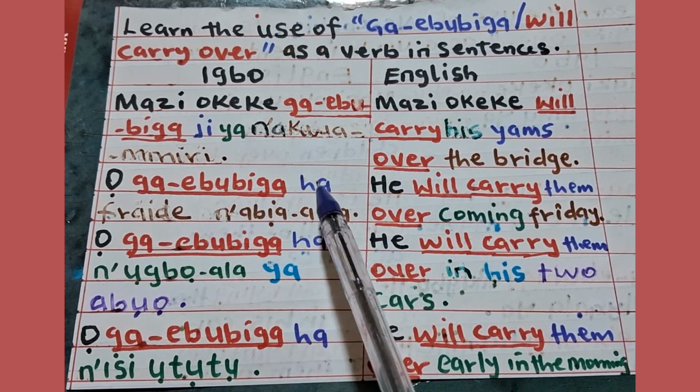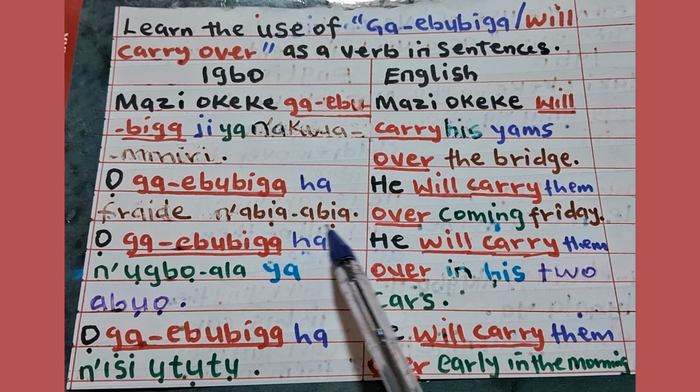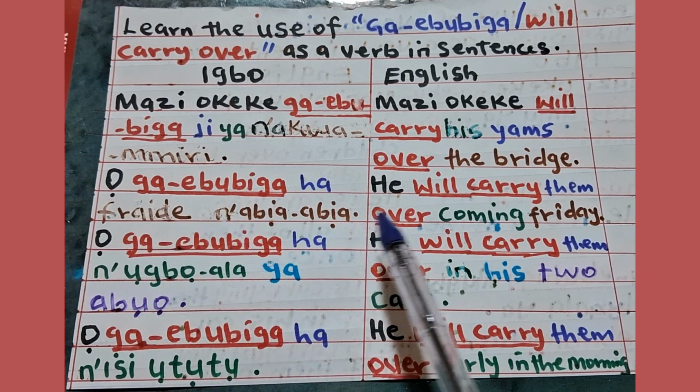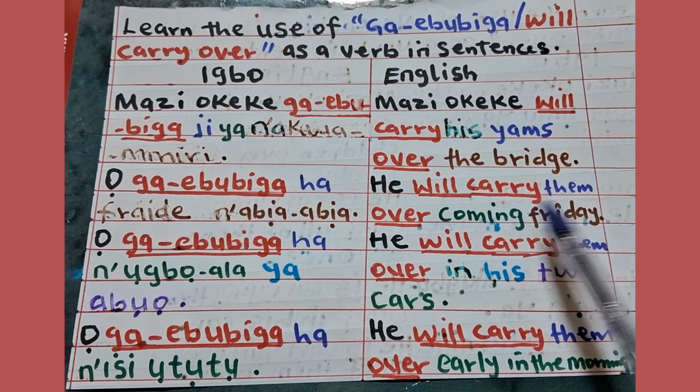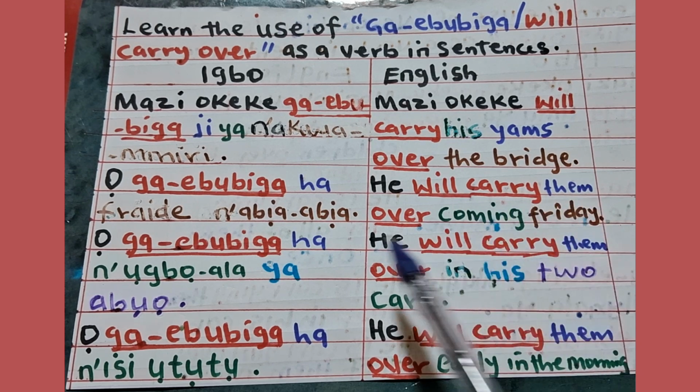Ọ ga-ebubiga ha Fraịde na-abịa abịa. Ọ ga-ebubiga ha Fraịde na-abịa abịa, meaning he will carry them over coming Friday.